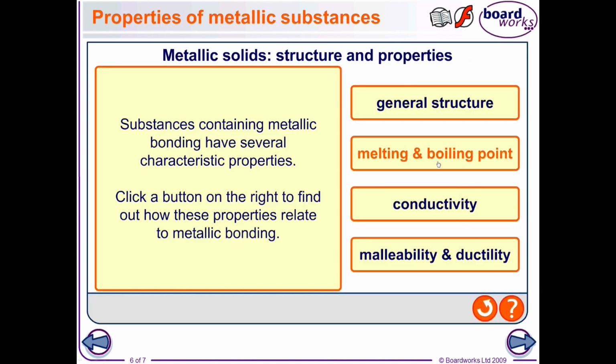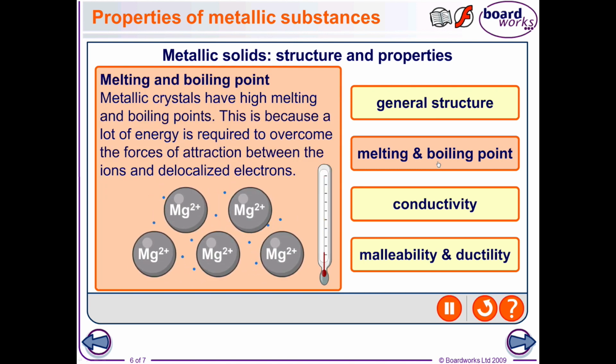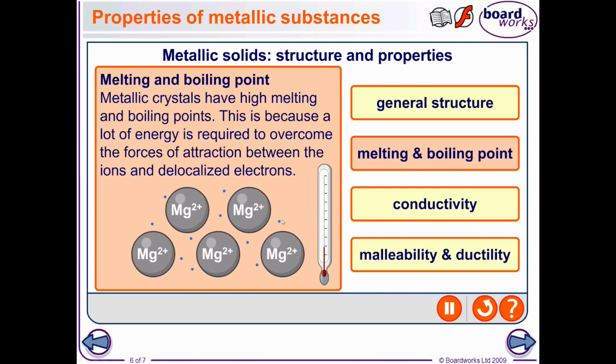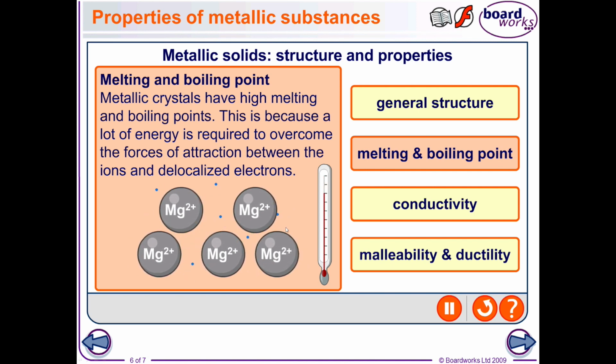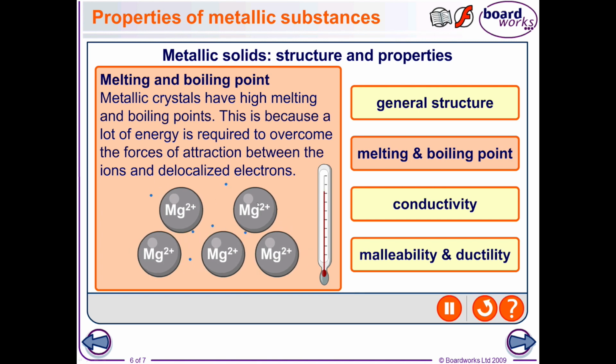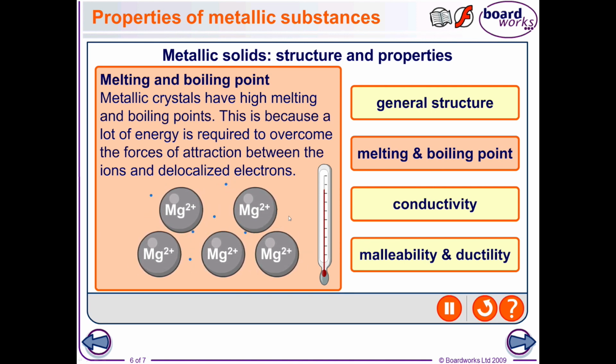Right, in terms of properties, you need to be able to explain first and foremost why metallic structures have high melting points. So in this particular case here, we've got the metal centre, which is magnesium, and it's got a positive charge, and then you've got the little blue delocalized electrons surrounding it. Now what the animation is trying to show here is that as you heat it up, you are trying to break the attraction between the positive metal centre and the delocalized electrons. And the problem is this is very, very strong, and therefore requires a large amount of energy to break.